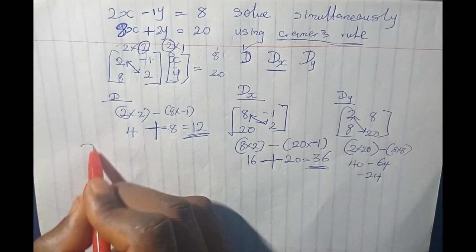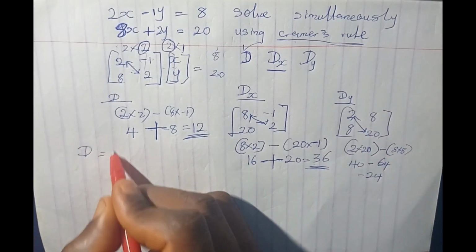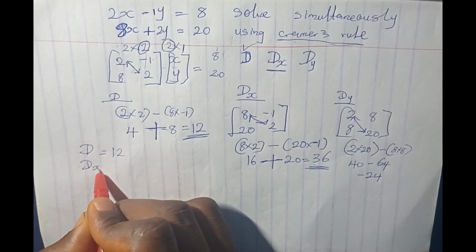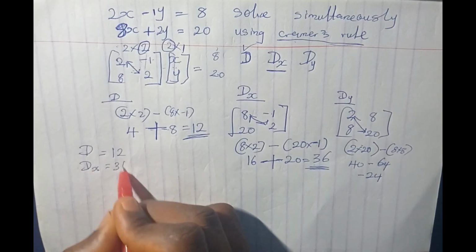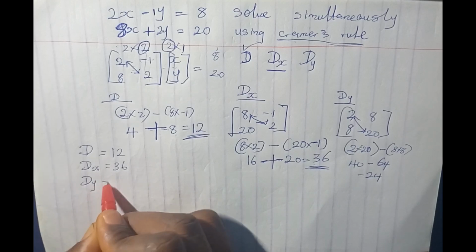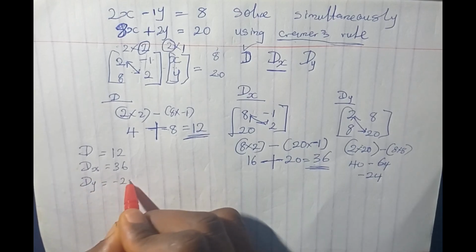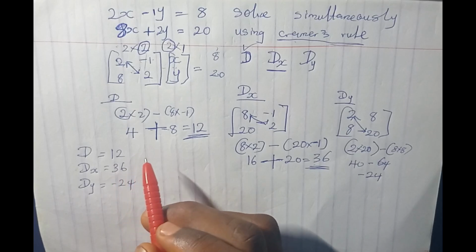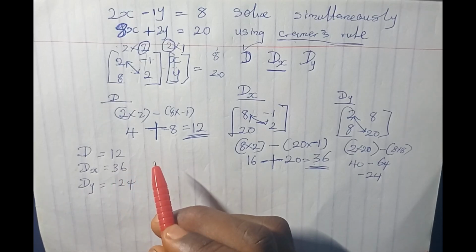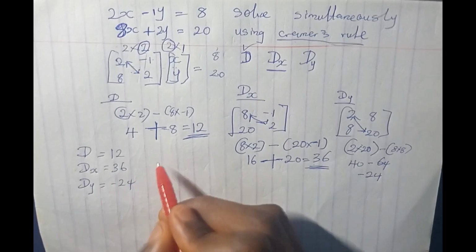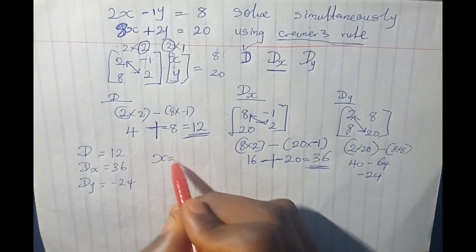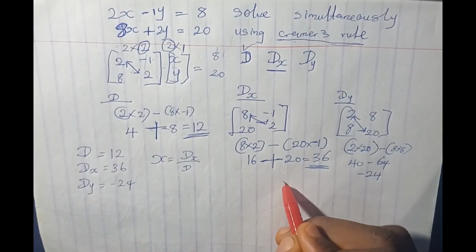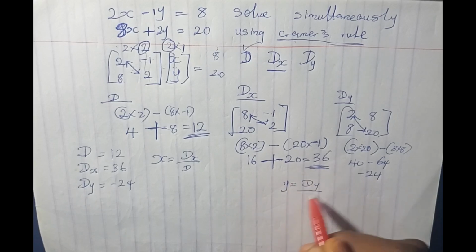So I've gotten the value of d, the normal determinant, as 12. Then the determinant where the coefficients of x have been replaced as 36, and the determinant where the coefficients of y have been replaced as minus 24. But these are not the main things I'm looking for. I'm actually looking for the value of x and the value of y. So if I want to get the value of x, I have to take the formula dx over d. And if I want to get the value of y, I have to take the formula dy over d.